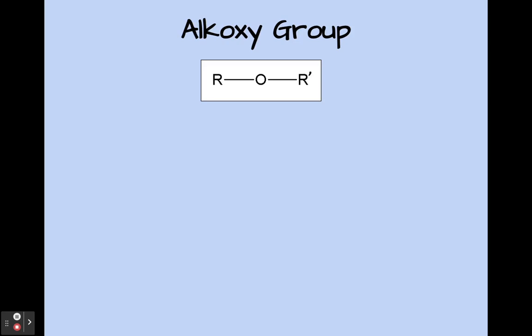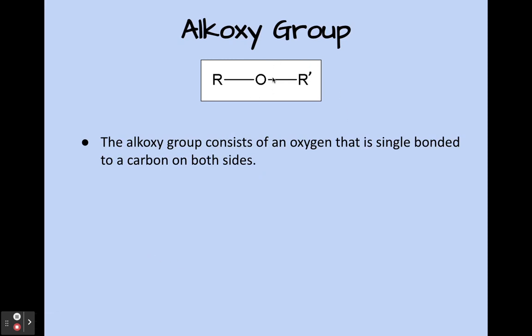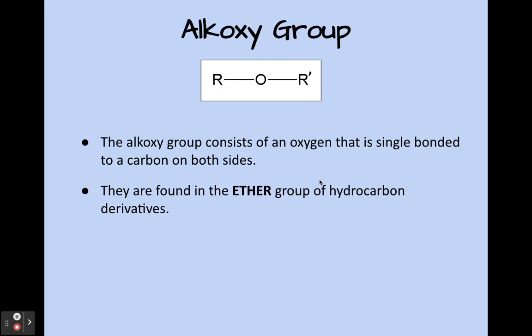Our next functional group is the alkoxy group. In this case, we have an oxygen that is single bonded to a carbon or a hydrocarbon chain on both sides. This is just R prime, indicating that it's a hydrocarbon chain, which may or may not be the same one as R. These are found in the ether group of hydrocarbon derivatives. So when you see an alkoxy group, that molecule is part of the ether group.